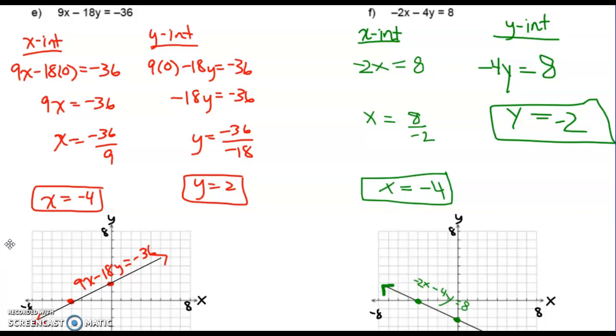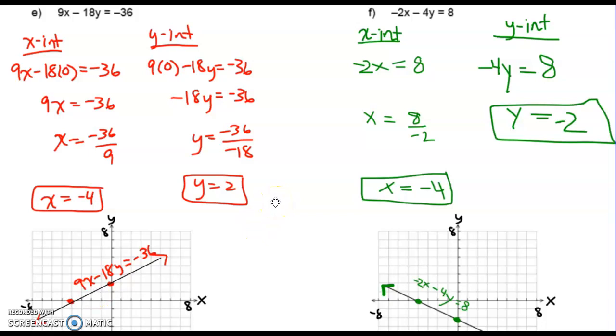Okay. Example E. 9x minus 18y equals negative 36. So for my x-intercept, I'm going to plug in 0 for y. There it is. So it's eliminated. And I'm left with 9x equals negative 36. Divide both sides by 9. X equals negative 4. So on my x-axis, move to negative 4 and mark it.